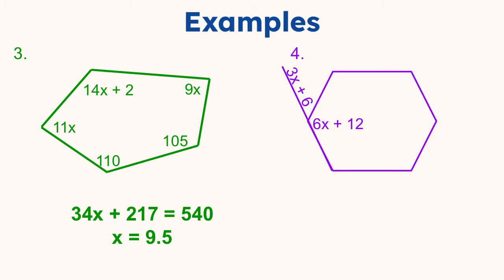In this picture, we have an exterior angle and an interior angle side by side. You can see here that they make a straight line, so they're going to add up to be 180. So 3x plus 6x is 9x, 6 and 12 is 18, and then they equal 180.